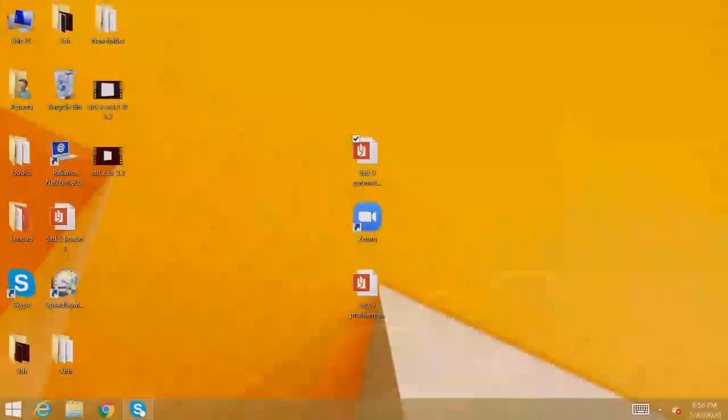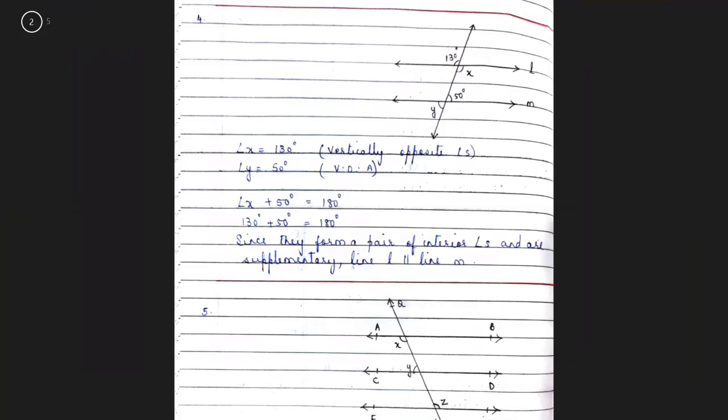Okay. So your answer would be like this. There is a slight confusion between where X is marked and where X is written. It is actually like this. Question number 4. You are given 130 degrees. You have to find X. You're given 50 degrees. We have to find out Y. Now angle X is 130 degrees because they are vertically opposite angles. Angle Y is 50 degrees because they are vertically opposite angles.